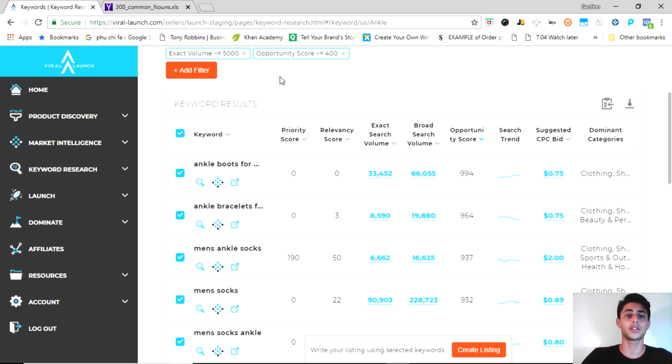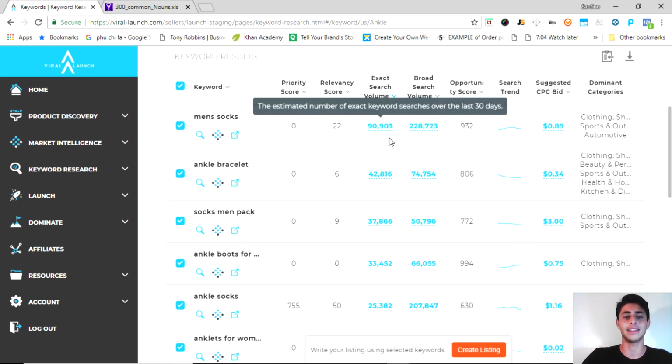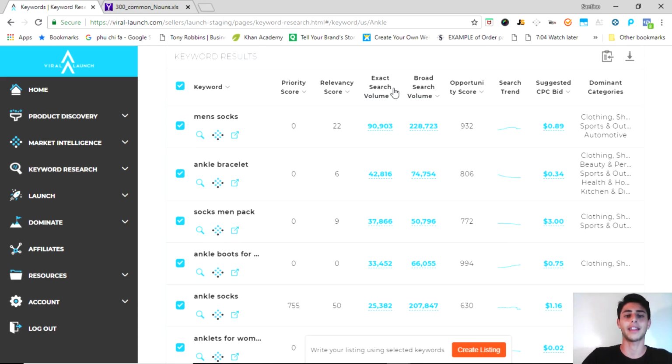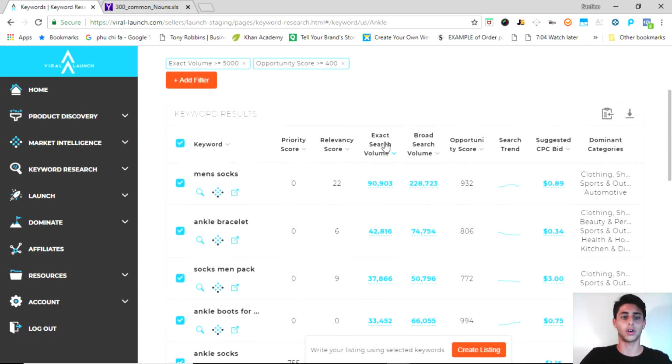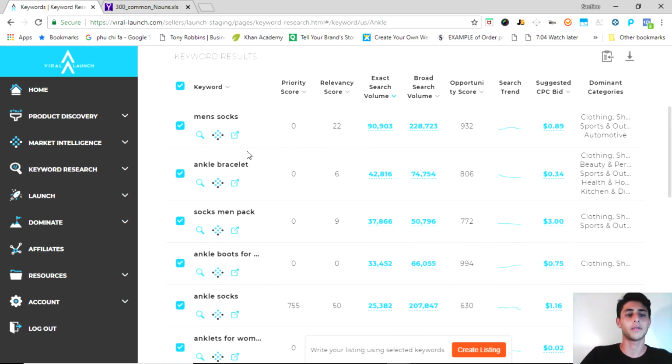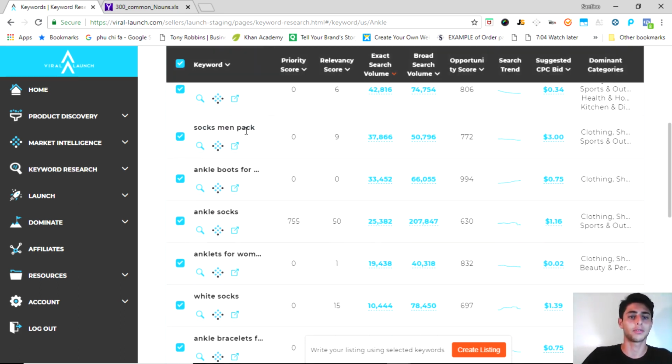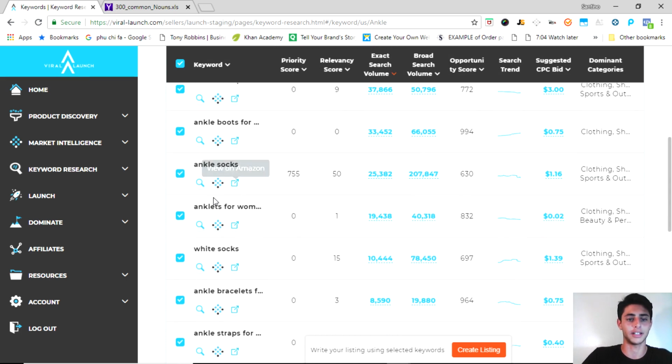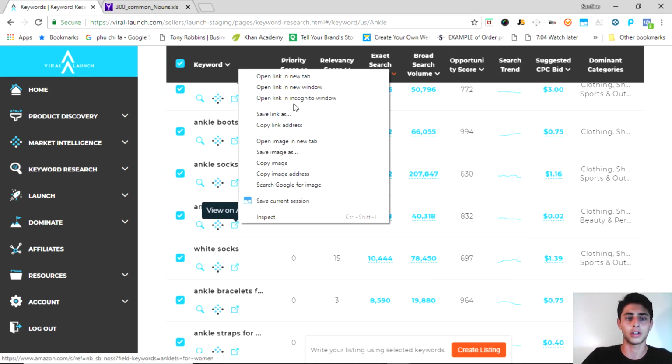So what we're going to do is, since we already have these filters set, we can just filter by the exact search volume, and we'll look at the highest search volume first and descend down to the lowest search volume. So again, we want to find kind of random keywords or search terms or phrases. So socks, men, that's obviously going to be oversaturated. Anklets, women, we'll go ahead and check that out. You can just hit view on Amazon.